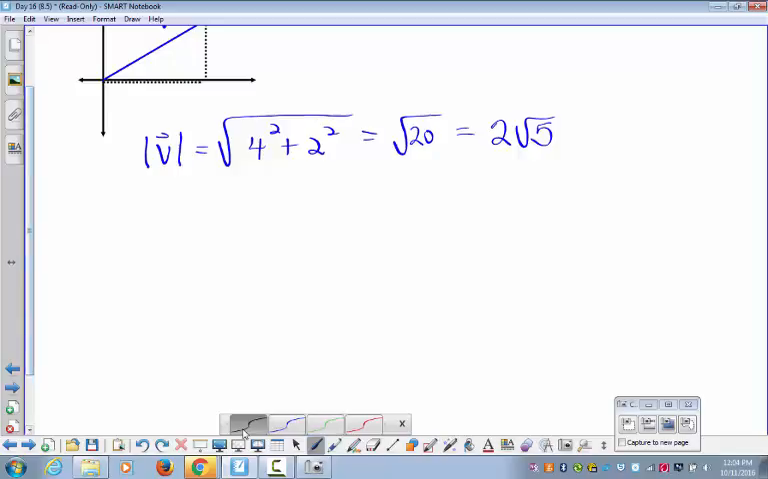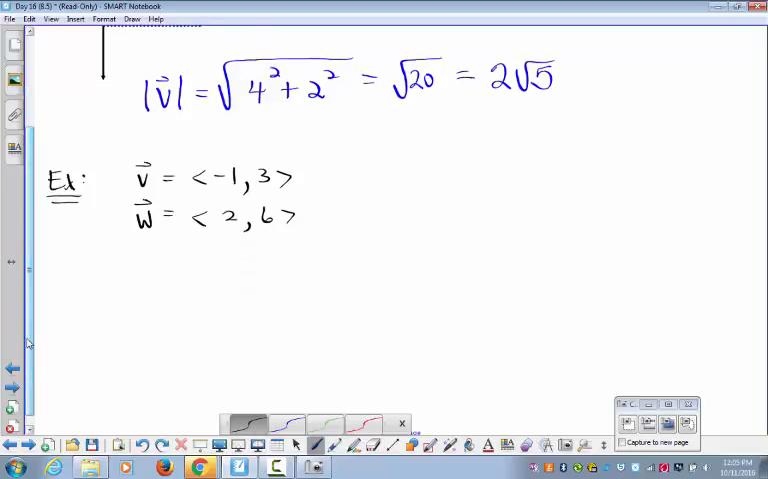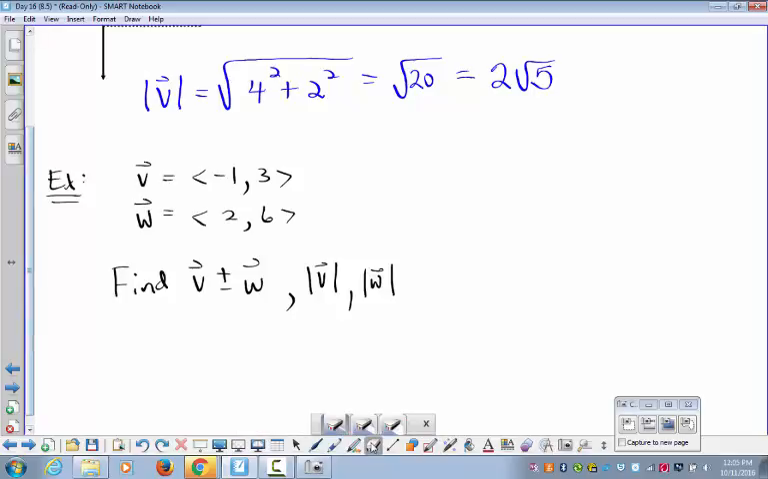Alright, so let me give you an example to do a few things. So let's suppose v is minus 1, 3. Let's suppose w is 2, 6. Right. So here's what I want you to do. So find v plus w and v minus w. Find the length of v. Find the length of w. And just do that, and then we'll talk about a direction angle in a minute. There's one other thing called a direction angle. We'll talk about that in a minute. So find those three things. Or four things, I guess. There's four things there.